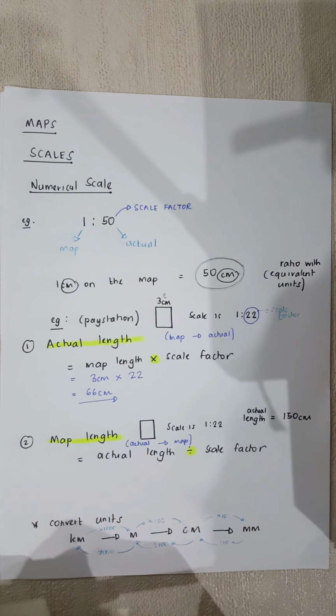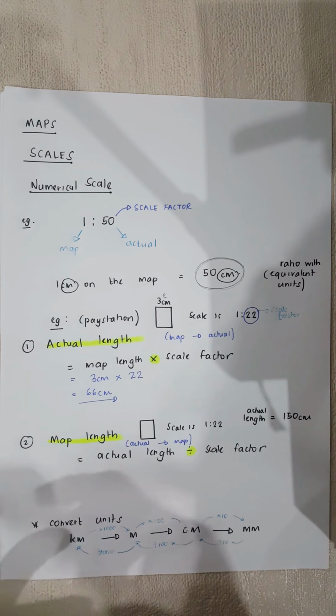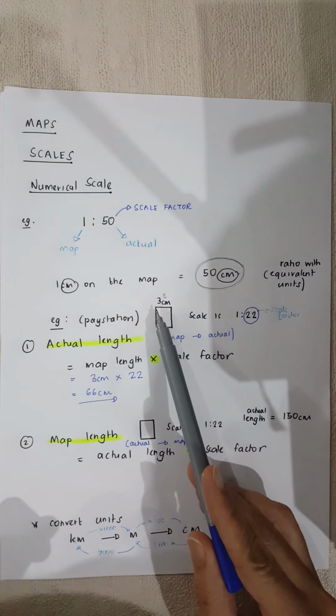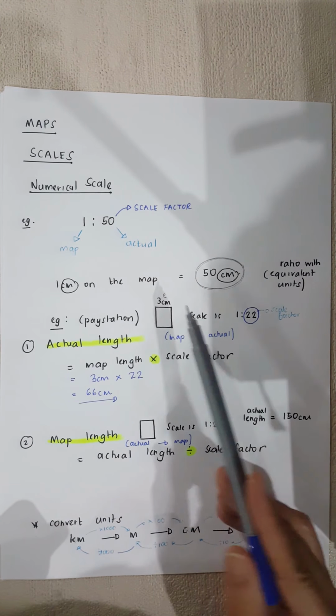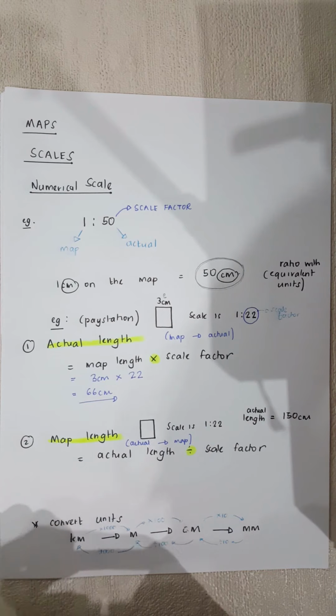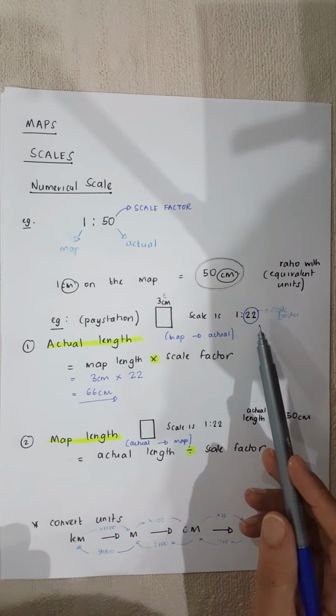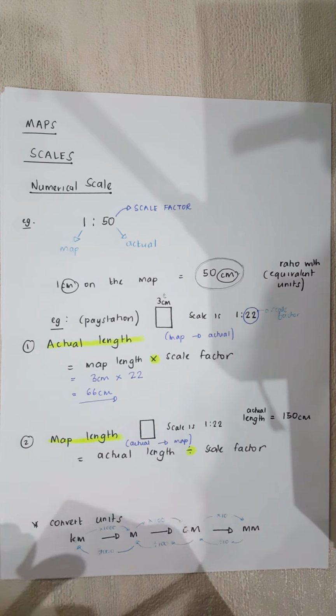Okay, can you see what I've done? We've gone from the map to the actual size. The map size is telling you that they have drawn it to look like 3 centimeters, but the actual length of that pay station is 66 centimeters, right?